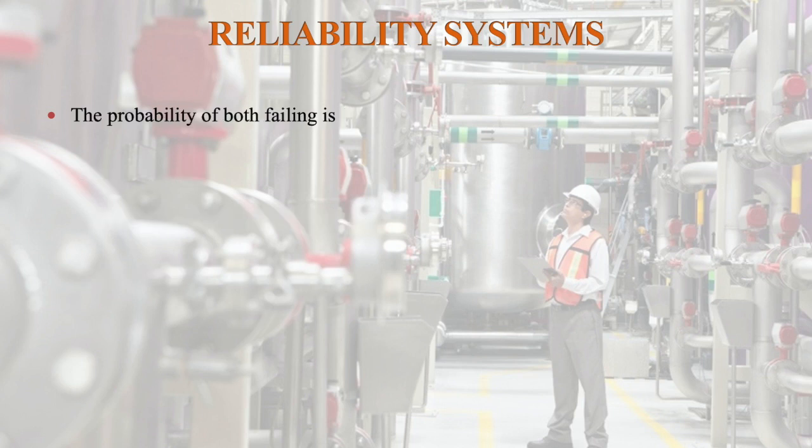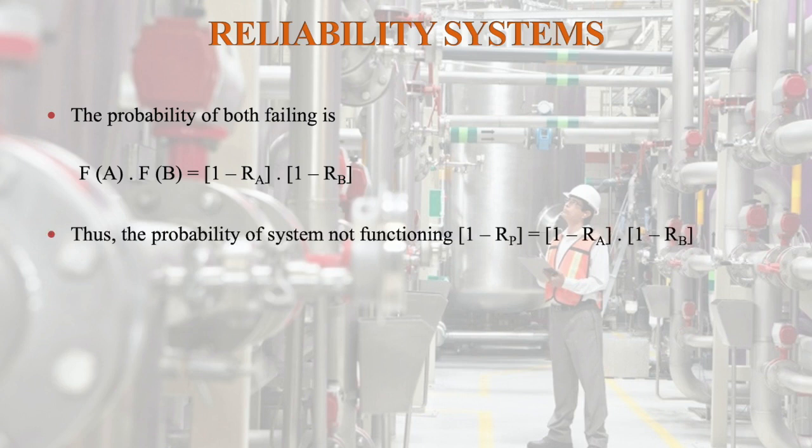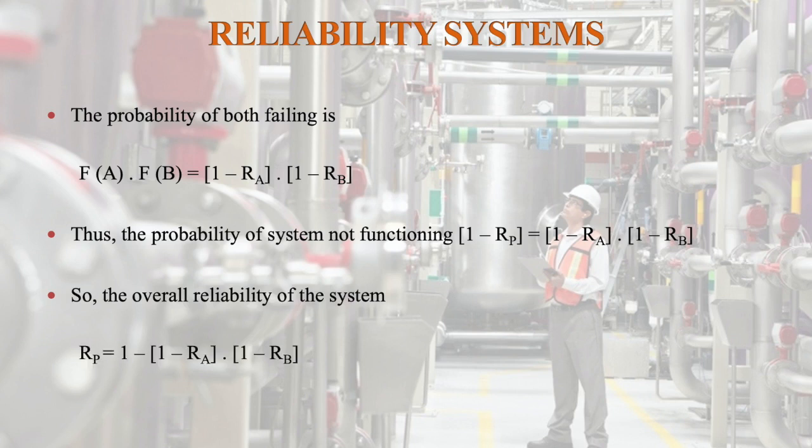The probability of both failing is FA into FB, that is equal to (1 minus RA) into (1 minus RB). Thus the probability of the system not functioning is 1 minus RP, which is equal to (1 minus RA) into (1 minus RB). So the overall reliability of the system is RP equal to 1 minus (1 minus RA) into (1 minus RB). This is the overall system reliability in a parallel system. It is denoted as RP because it is a parallel system.